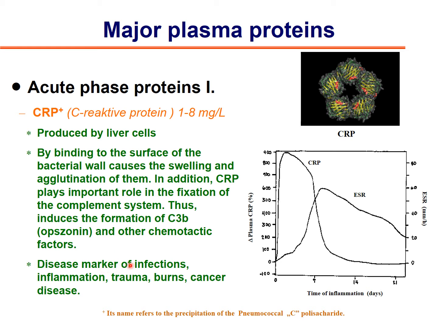It is a marker of infection, inflammation, trauma, burns, cancer, and other diseases. Its name refers to the precipitation of the pneumococcal C polysaccharide. If you compare, for example, the changes of the erythrocyte sedimentation rate, the CRP increases much earlier and usually ends earlier. So to detect inflammation, usually bacterial or other kinds of infection, it is much better than the erythrocyte sedimentation rate, and the efficacy of the therapy can be monitored very fast. It doesn't take too long. Within 1 week, it's already going back to the normal level.